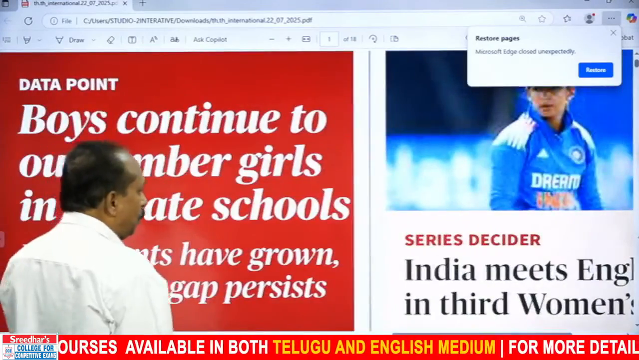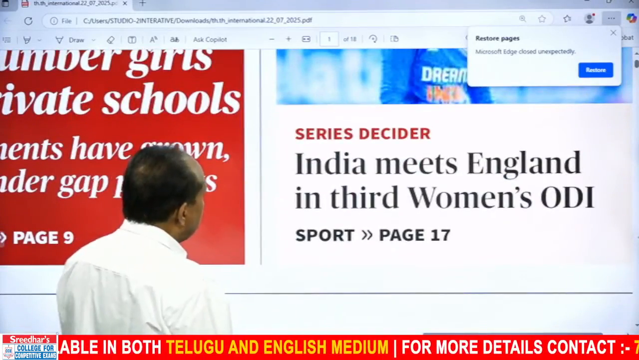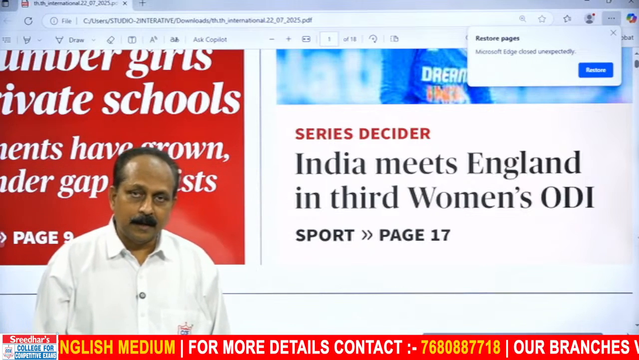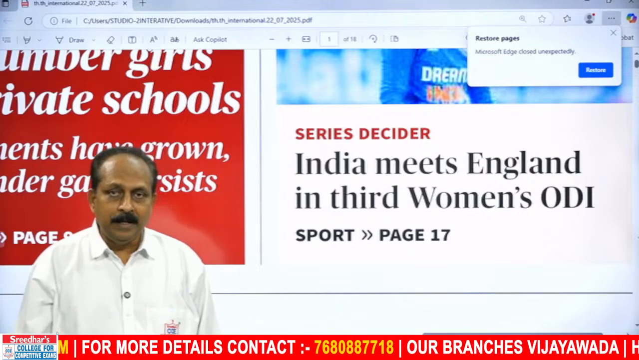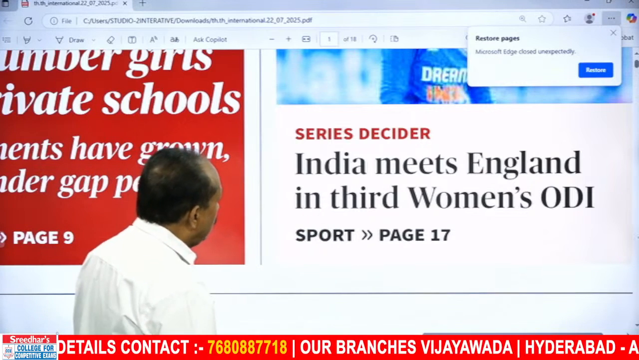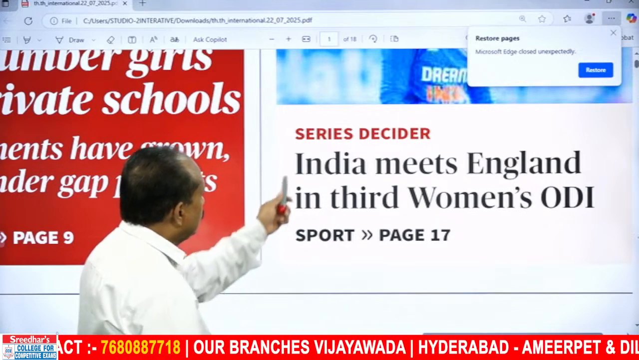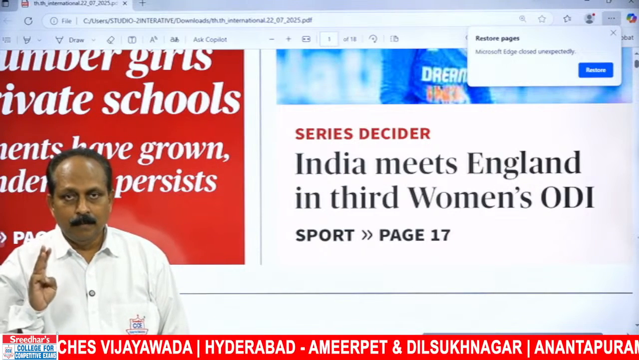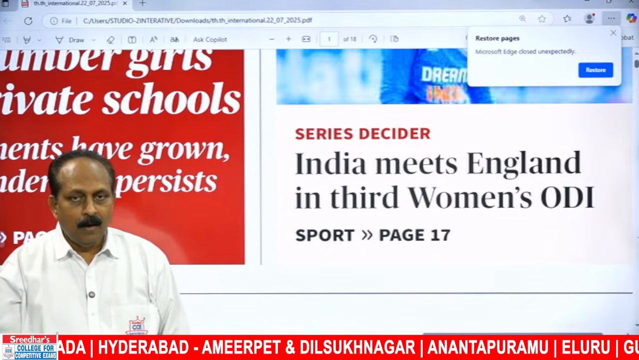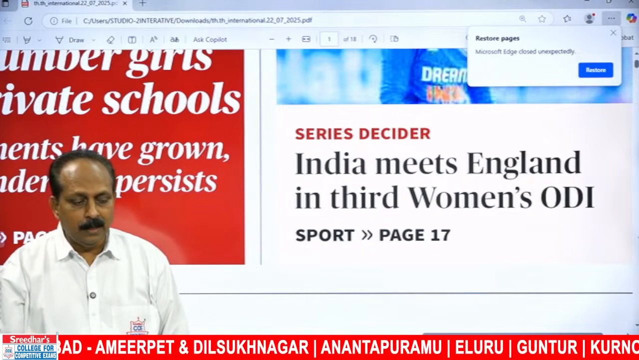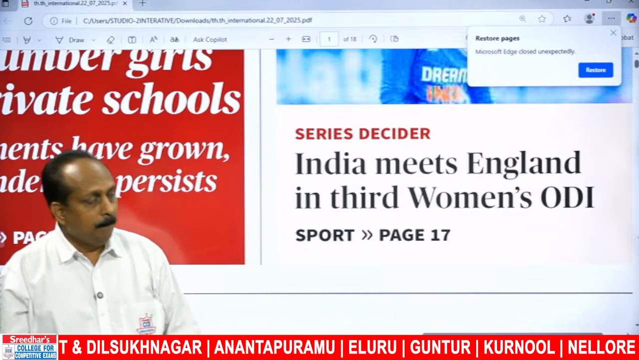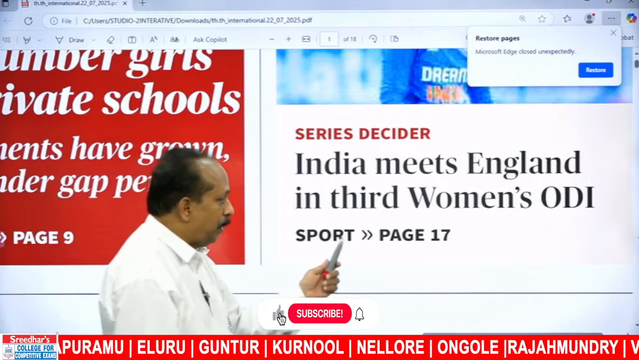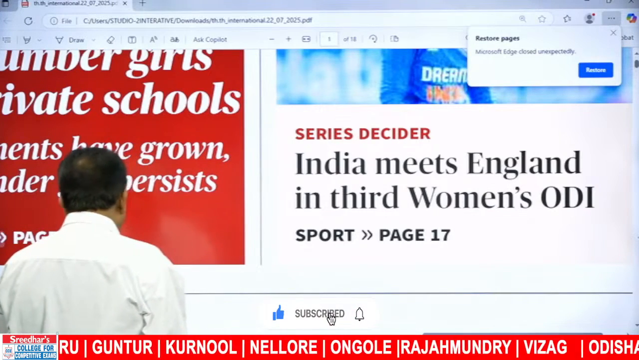Let us go to the next one. Series decider. It looks like not about the test series. This is one day international and not men's cricket, women's cricket. India meets England in the third women's ODI. Series decider. That means you should understand it is three ODIs, best of three. Already they must have won one India, one England. Now the third one is a deciding one. Based on that series decider, third ODI, not men's cricket, women's cricket. That's all from the snippets.